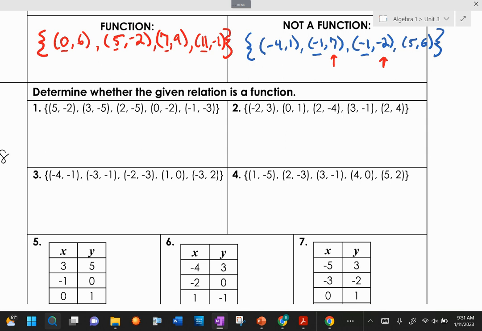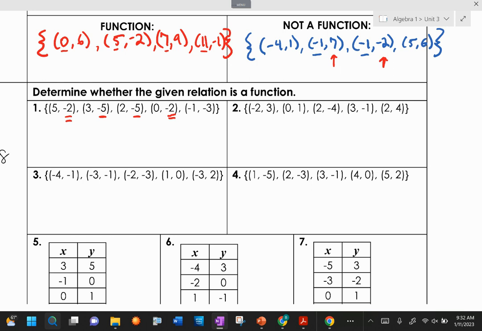Number 1, we've got 5, -2, 3, -5, 2, -5, 0, -2, -1, -3. Now we have 2 -5s right here, and we also have 2 -2s right here. Is that going to affect us? No, we don't care. You can double up on y values, and the different graphs that y'all are going to see down the road will make sense as to why you can double up some y values, because you've got lines that will go back and forth across the y-axis.